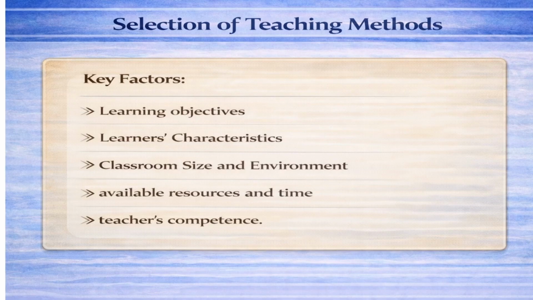Next comes selection of teaching methods. These are the key factors of teaching method selection. So when selecting the most suitable teaching methods, educators must consider several important factors to ensure effective learning, such as learning objectives, learners' characteristics, classroom size and environment, available resources, and teachers' competence. While selecting teaching methods, the following key factors should be considered.